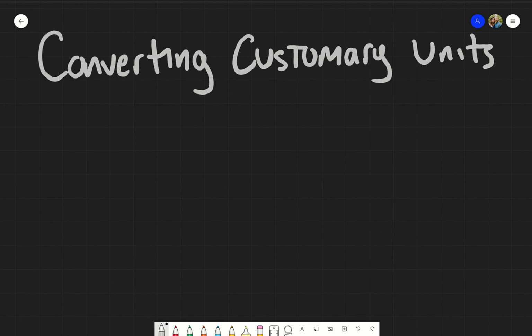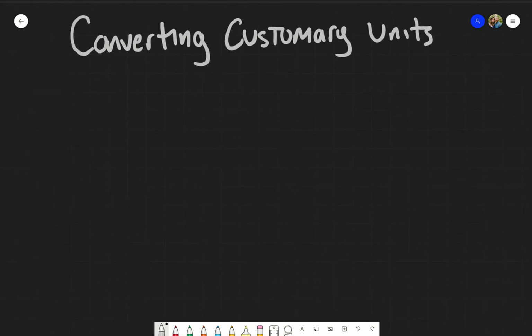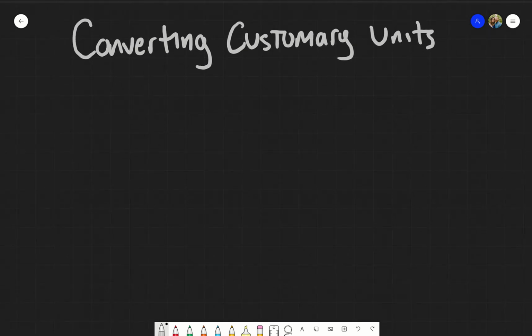So, last time we talked about what customary measurements are, right? Customary measurements are feet, cups, pounds, miles, all sorts of things. We talked about different kinds of customary measurements, and today we're going to talk about how to convert between customary measurements. So feet to inches, or yards to feet, or miles to feet, or pounds to ounces, or cups to pints, or whatever we have, we are going to talk about how to convert those customary units.